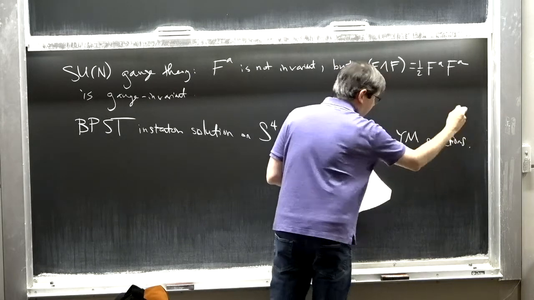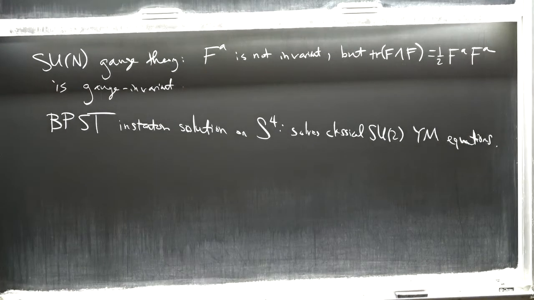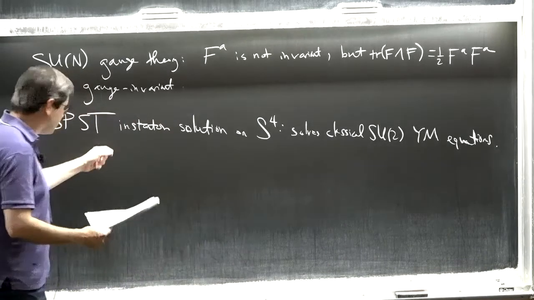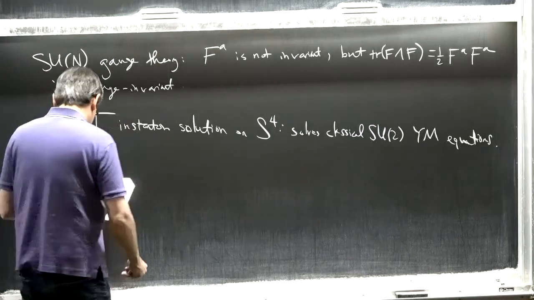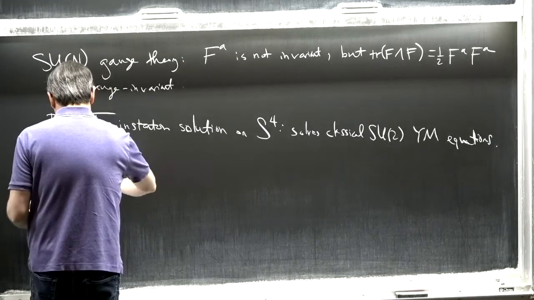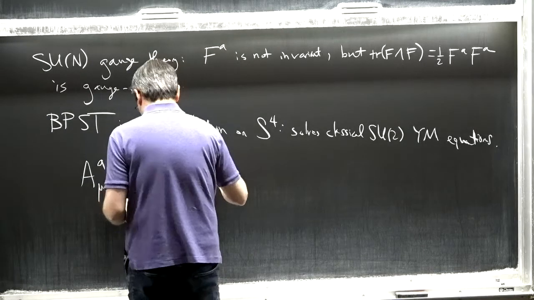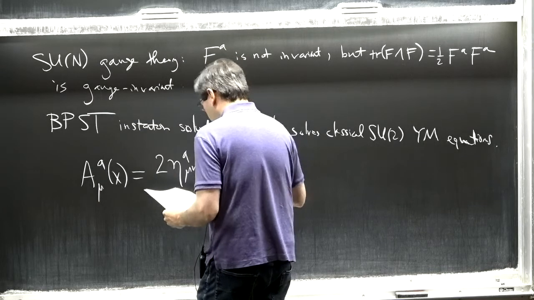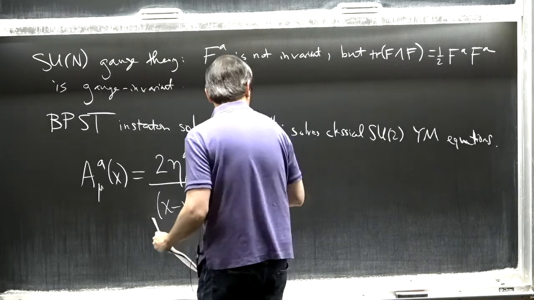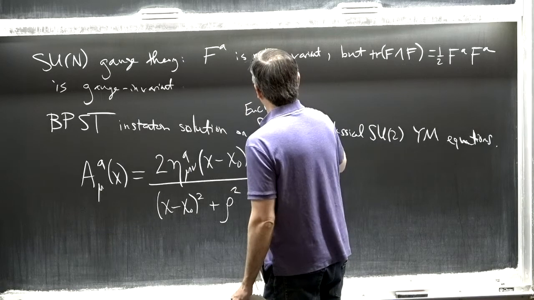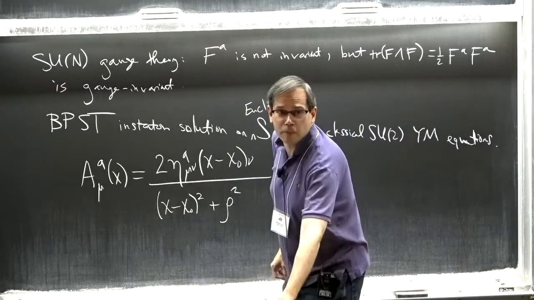The thing I'm about to write down is a classical solution to the Yang-Mills equations of motion for SU(2) gauge theory, that was constructed by Belavin, Polyakov, Schwartz, and Tyupkin, BPST. I've written a little bit more detail in the notes. Okay, so this is a Euclidean solution, and it depends on five parameters.